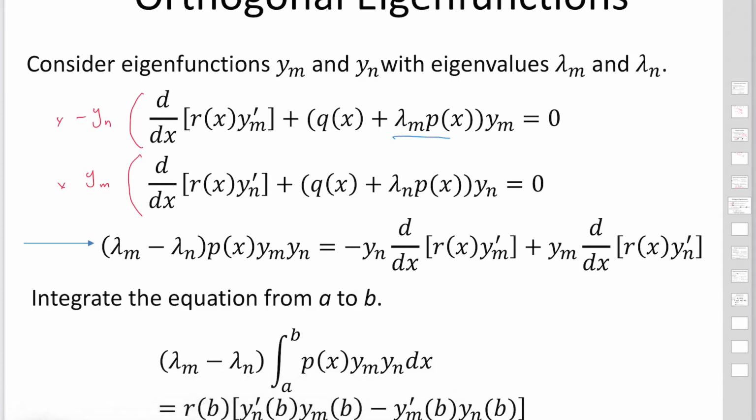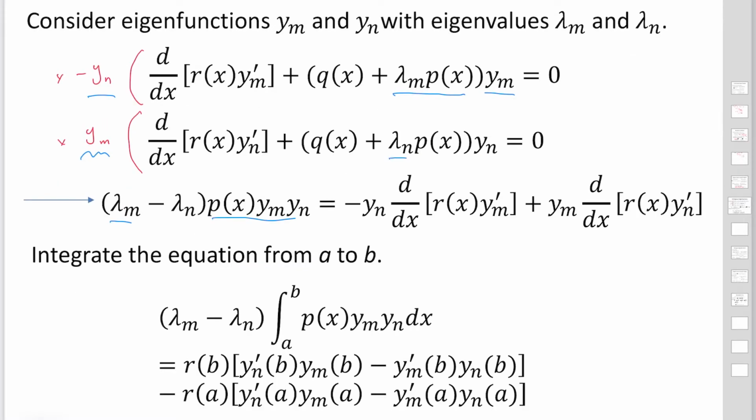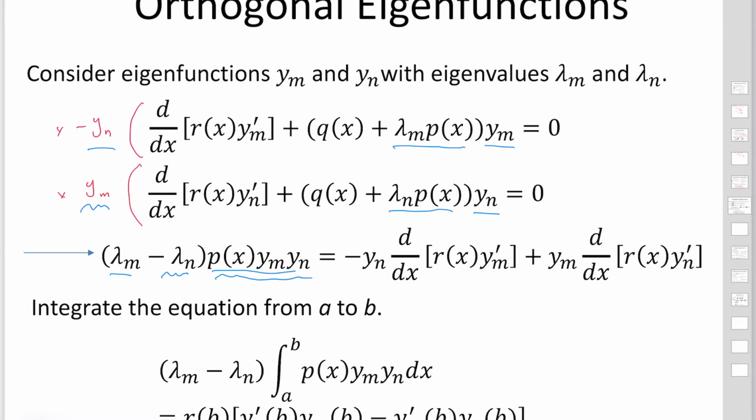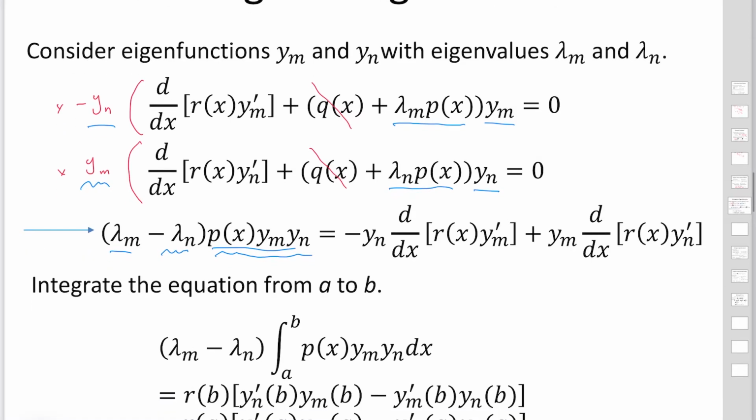The p lambda sub m y sub m y sub n term becomes lambda sub m y sub m y sub n p, and lambda sub n y sub m y sub n p is here, this part. Then we can move this term to the right-hand side. And also the products of q times y sub m y sub n and q times y sub n y sub m, these terms are going to cancel out. Only the first term survives on the right-hand side. This is exactly equal to this equation.